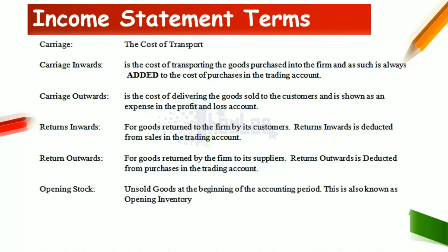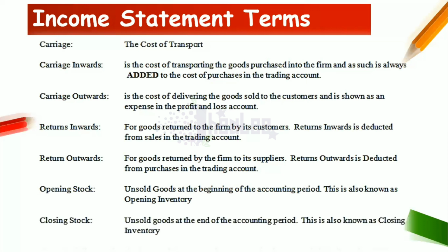Opening stock. Opening stock is your unsold goods at the beginning of a period. It is also known as opening inventory. Now, the opening stock, remember, unsold goods. And in mentioning unsold goods, it means that that is your closing stock. So closing stock is your unsold goods at the end of the period, while opening stock is your unsold goods at the beginning of the period. So basically, what was your closing stock at the end of the period, which was your unsold goods, becomes your opening stock at the beginning of this period, the current period.